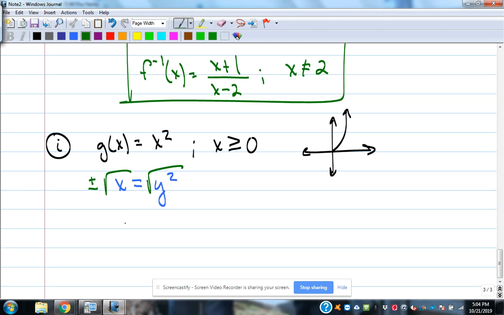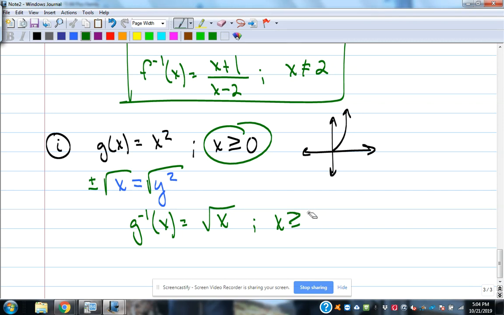So the final answer here is g inverse of x equals plus or minus, no, positive only. We don't need the minus, because remember this restriction told us that, square root of x. And then we're going to say x has got to be greater than or equal to 0, because we're only dealing with positives. If the problem had started with the restriction of that, which side of the square root would you use? The negatives, because it started with negatives. Okay, so that's kind of one of those weird things that can happen there.